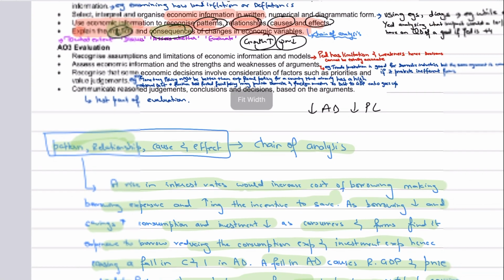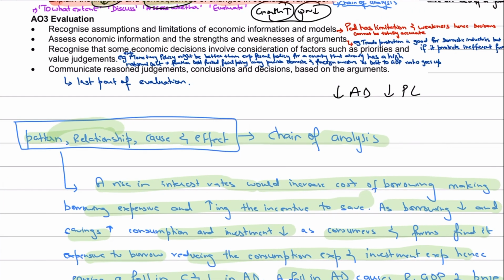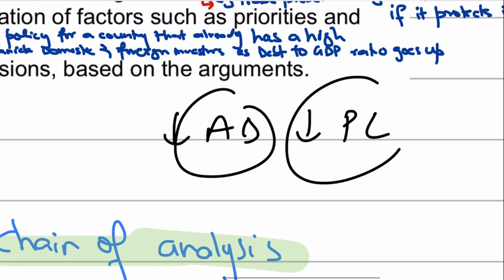Again, this is the chain of analysis: the cause, the effect, the pattern, the relationship. What relationship exists between falling AD and falling price level? You need to explain that relationship between these two variables. Failure to do so will always result in lower marks. And a lot of students don't even know this, and they're always like, why am I getting lower marks?